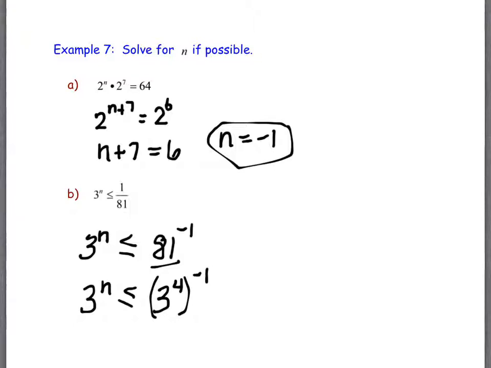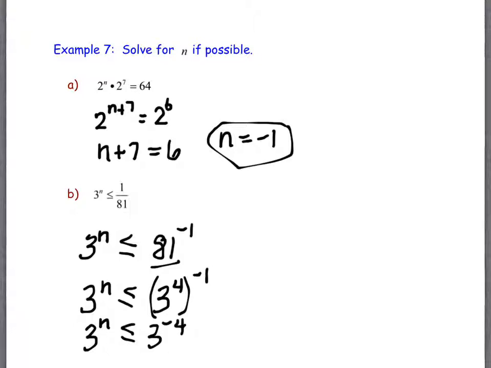In your calculator, try it. 3, raise it to the 4th power. Does it equal 81? Yes, it does. So the 4 is what we're looking for. Now I can use properties of exponents on the right-hand side to write that as 3 to the -4th. It's exciting. Okay?